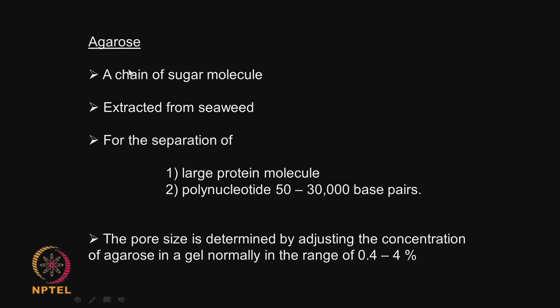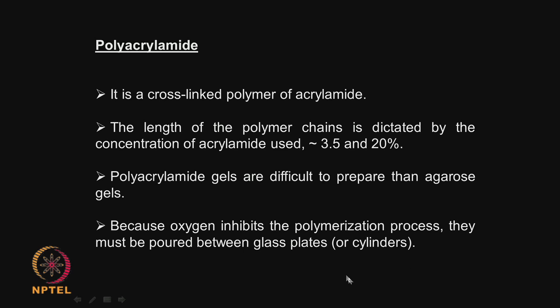What is agarose? It is a chain of sugar molecules. It is extracted from seaweeds. It is very good for separating large proteins and polynucleotides, 50 to 30,000 base pairs. So, the pore size is determined by adjusting the concentration of agarose in a gel. Normally, it is in the range of 0.4 to 4%.